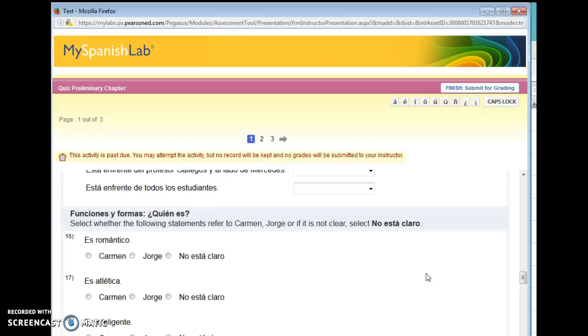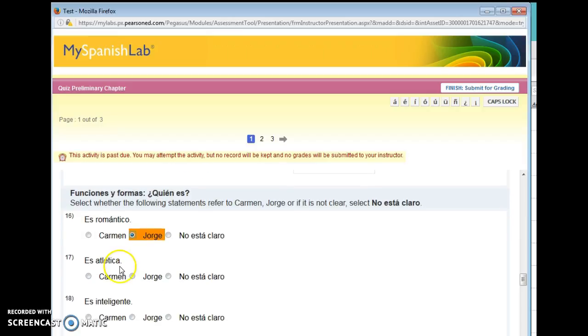All right, select whether the following statements refer to Carmen, Jorge, or if it's not clear, no está claro. So in Spanish, you have masculine and feminine nouns. Verbs do not have gender, but nouns do. And the adjectives which describe the nouns have to agree. So romántico is the masculine ending, because you can tell by it ends in O. So that would be Jorge, which I guess is right there. All right. Atlética ends in an A, so that's Carmen.